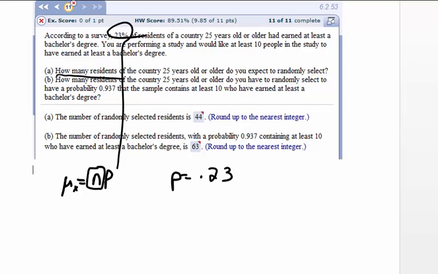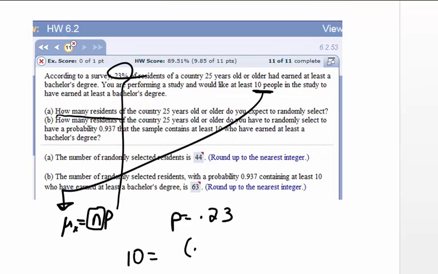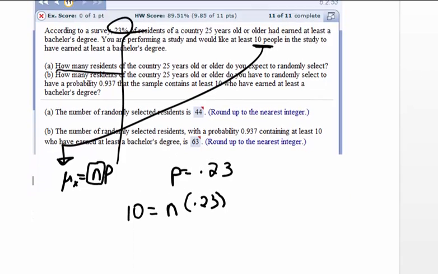So I'll just start labeling some stuff that I know. 0.23. And we would like at least 10 people. So that is my mean. That's sort of my expected value there. So I'm just going to plug in what I know. I'm going to say 10 equals n times 0.23. Okay, sorry about that. Had an error there. n times p, so n times the 0.23. Now we're solving for n, right? Using a little bit of algebra, we're going to divide both sides by 0.23.